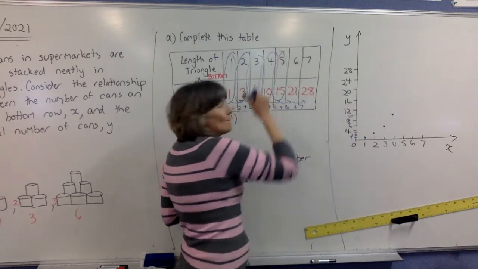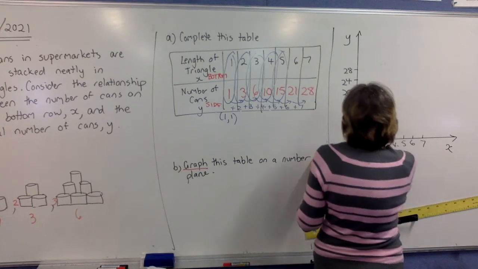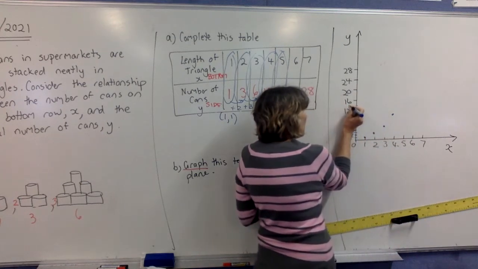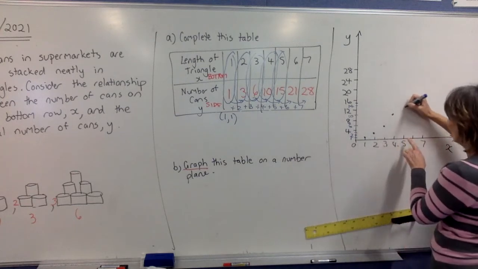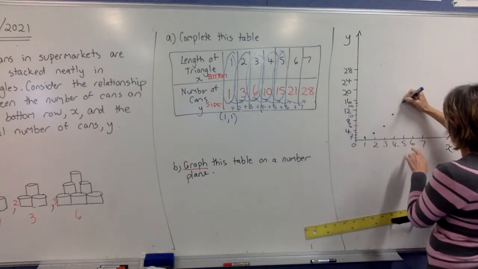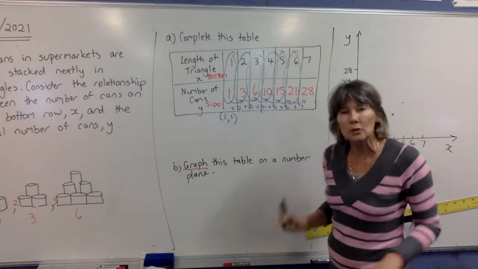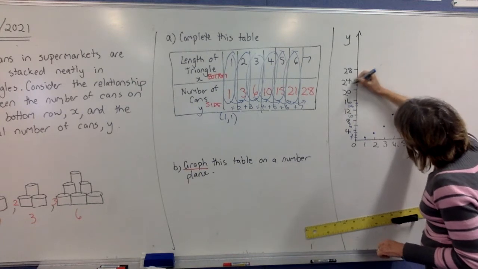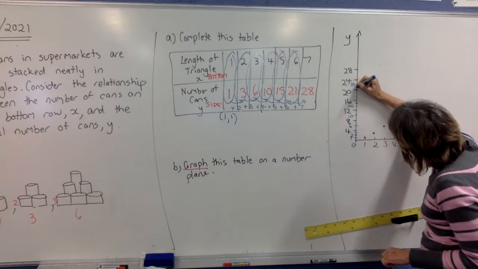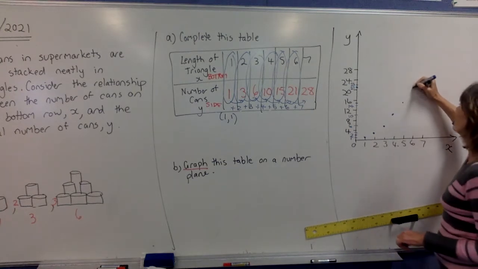Next one, 5, 15, along 5 and up 15. Well, that's 14 halfway, 15 will be here. So 5, I'm trying to do this as good as I can, 15. Okay, next one is 6, 21, so we go along 6 and up to 21. Well, that'll be 22. 21 will be here. So along 6 and up 21.